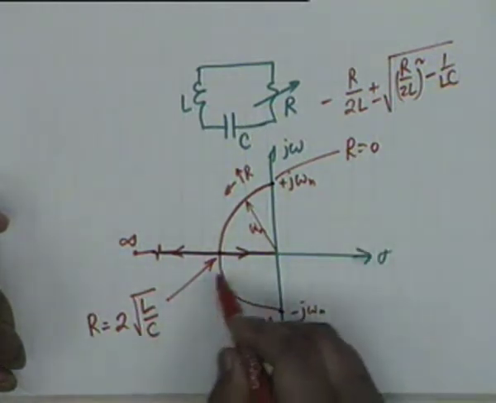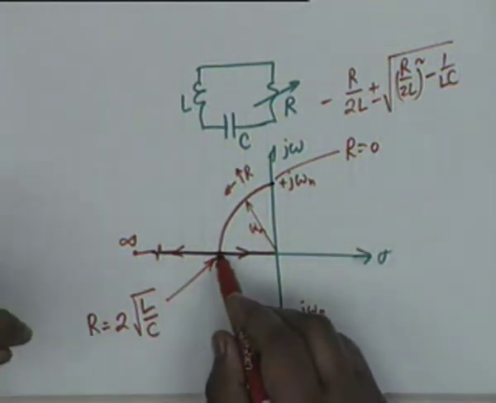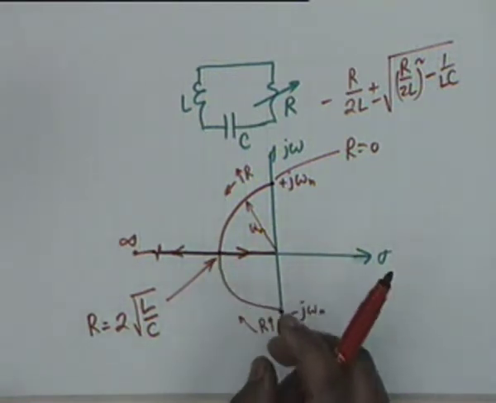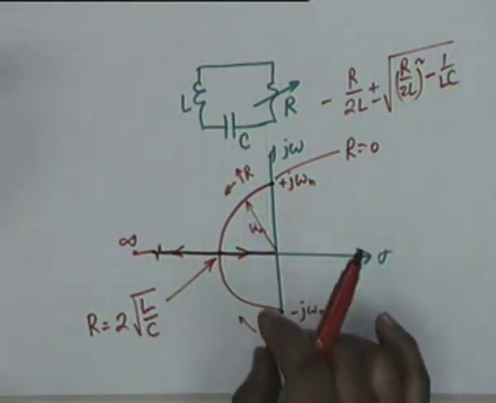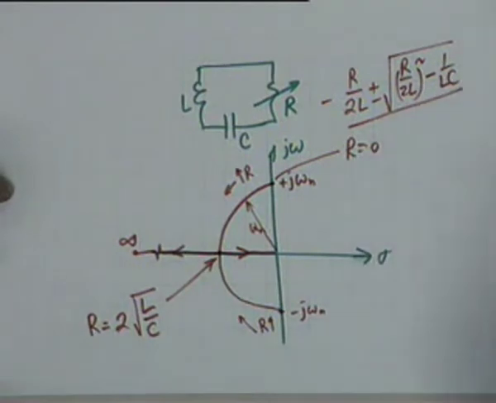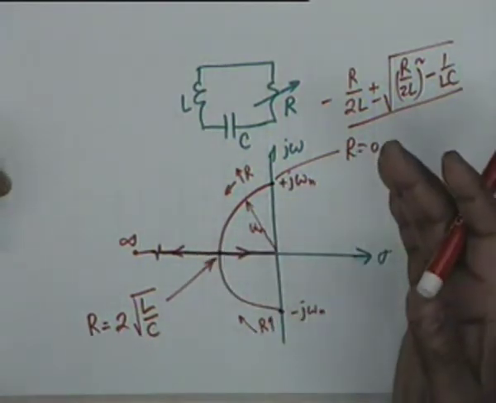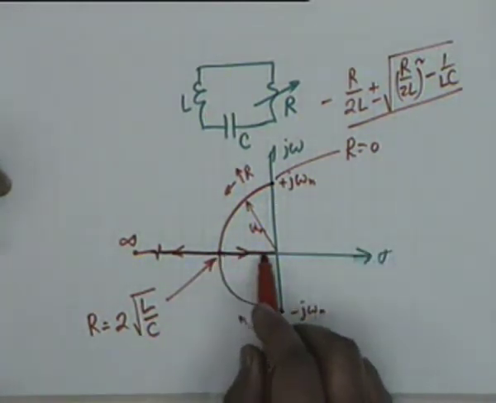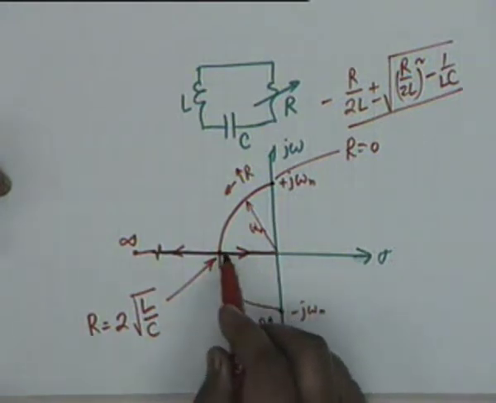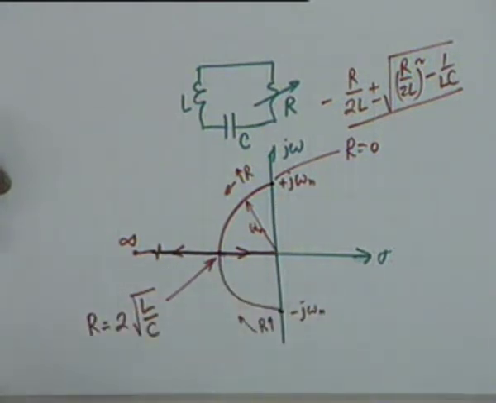All right. If capital R is increased beyond the critical value, the case is that of the overdamped case, and the two roots move along the negative real axis. The roots always remain negative real. One increases in magnitude, the other decreases in magnitude. The one that decreases naturally goes towards the origin, and the one that increases goes towards infinity. All right. This can also be seen from the analytical expression.